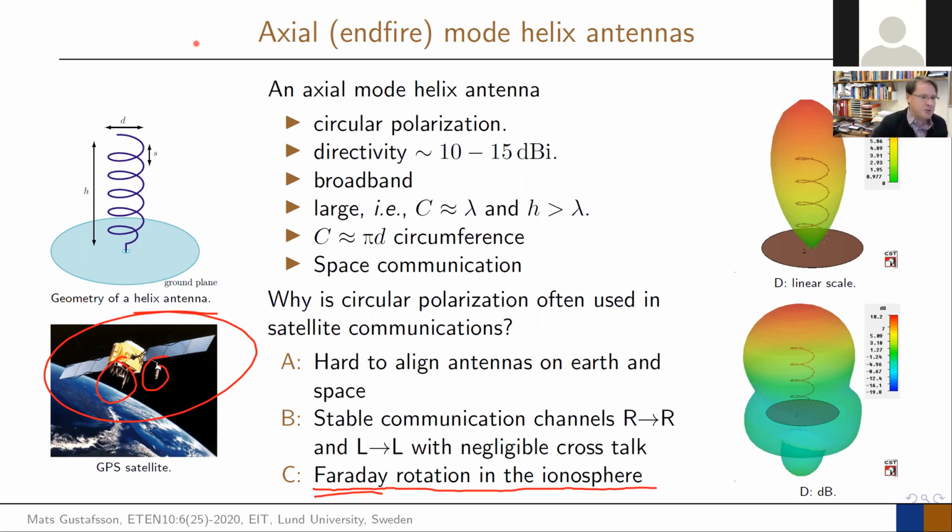And of course, you can use this to transmit really orthogonal channels in some ways. So you can do right to right, and you can do left to left, and they have pretty good isolation between them. So it's a really good system to use in, for example, space communication. And circular polarization is used in a lot of cases there.